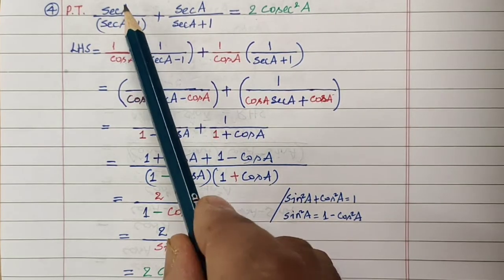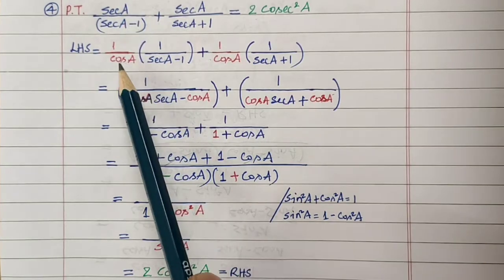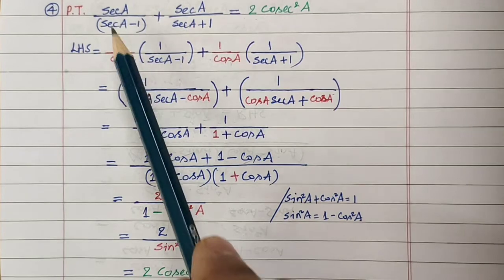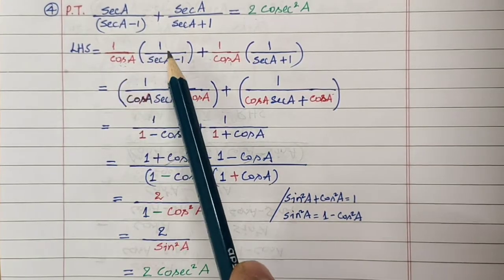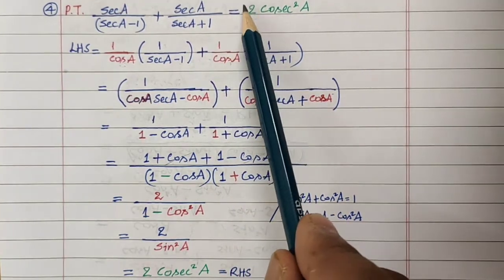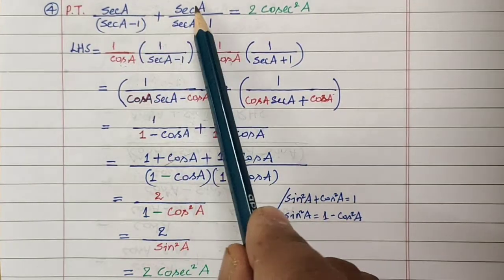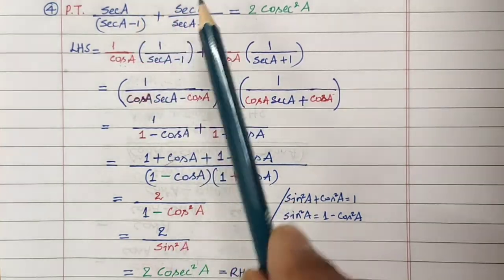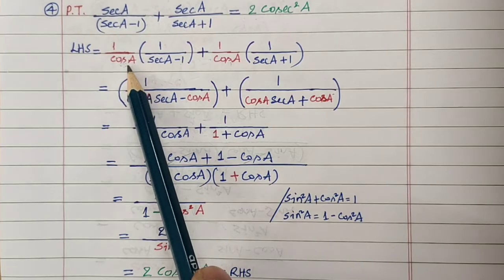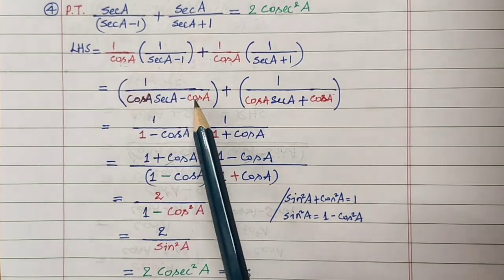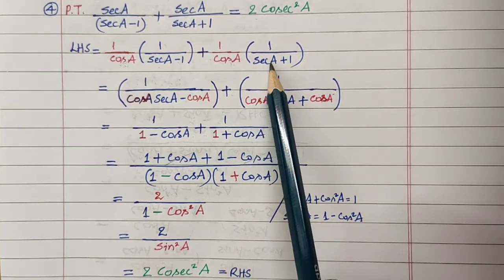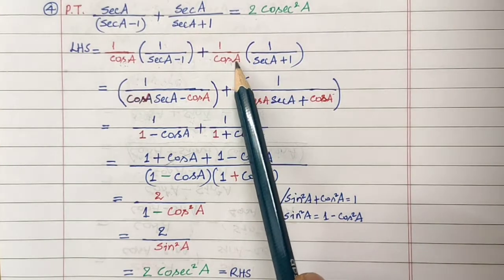For that, let us write secant as 1 divided by cos A. The rest we are keeping like that. Secant A is 1 divided by cos A, into 1 divided by secant A minus 1, plus 1, because we want 2 in the numerator. We don't want anything in the numerator, that's why we are eliminating secant A. So in this you get 1 divided by cos A into secant A minus cos A, plus 1 divided by cos A into secant A plus cos A.